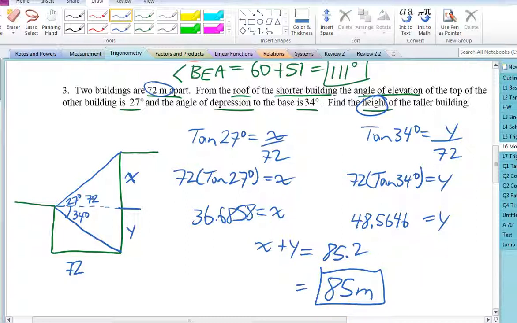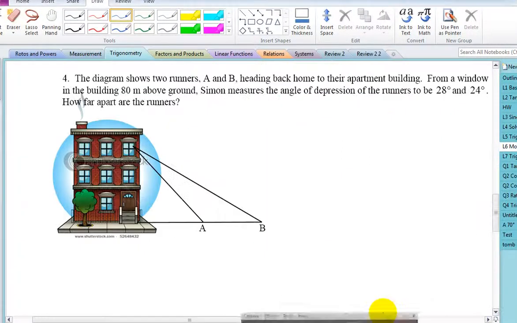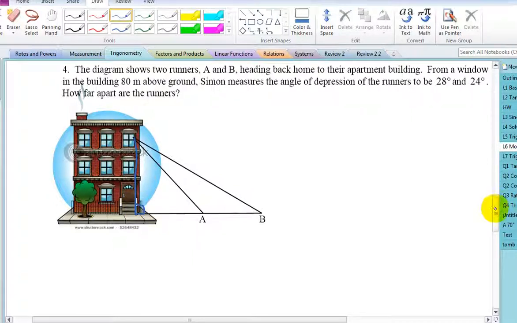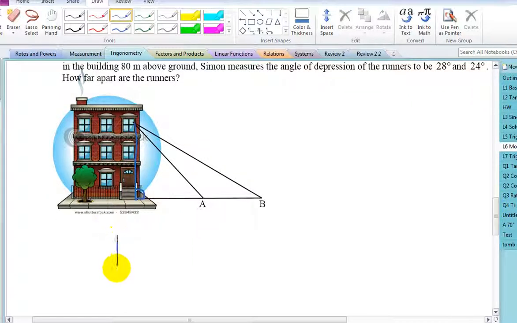Are my numbers correct? Okay, good. So this diagram is pretty complicated. You have two triangles within each other. It's helpful to draw those triangles separately. So I'm going to draw a small triangle right here.